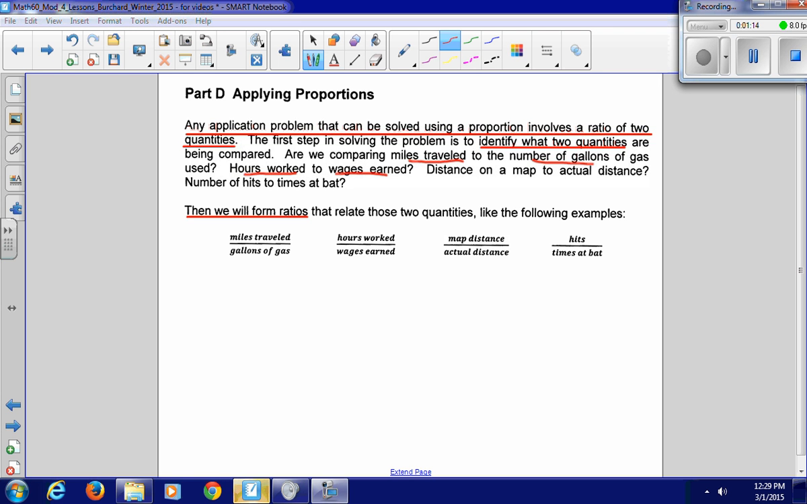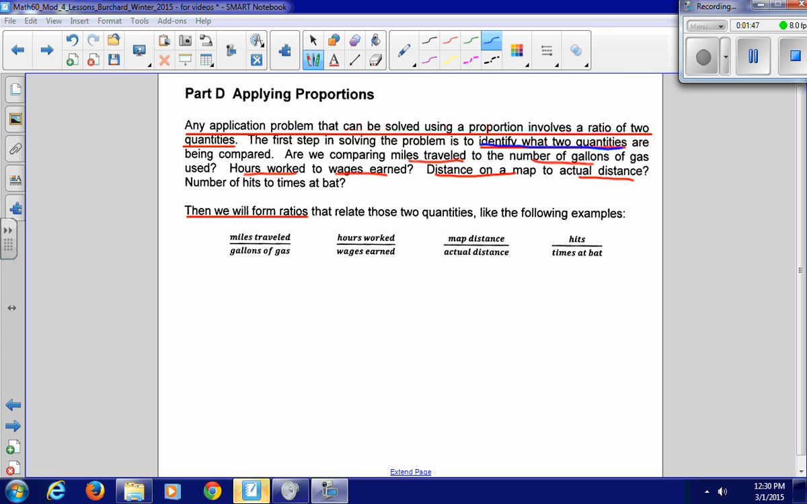And then on a map scale, you might have distance on a map related to actual distance in the real world. So if you see things that look like a couple of sets of numbers being hooked together, sometimes ratios and proportions can help you work those word problems. The first thing we'll do is identify what two quantities are being compared, and then we try to make a ratio out of it.